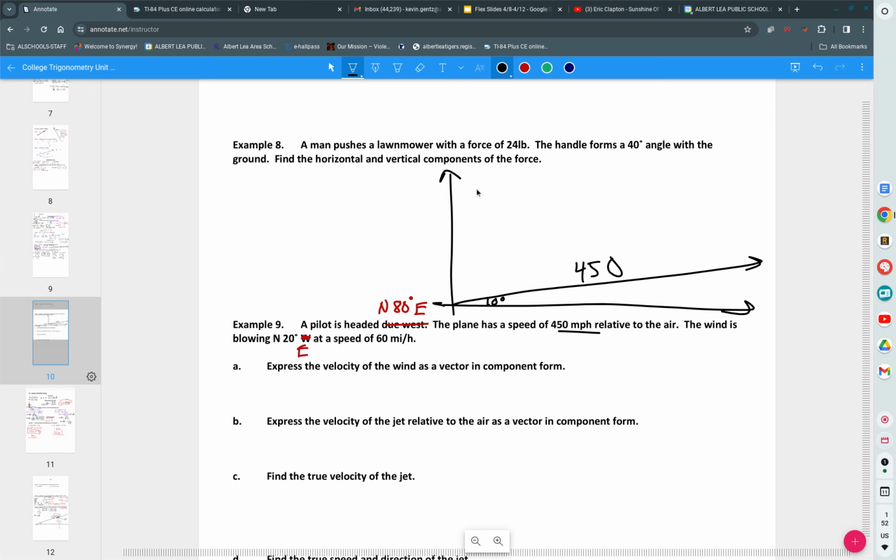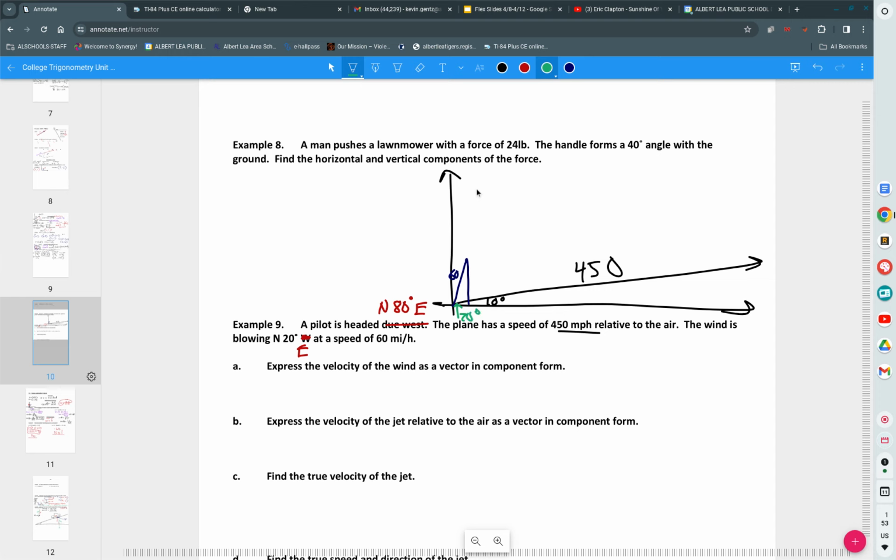Now I got to account for the wind. The wind's blowing at north 20 degrees east. So that's just like that, right? It's a lot shorter because it's only 60 miles an hour. So I could put a 60 here. What angle would be formed at the base down here? If it was north 20 degrees east, what angle would be at the bottom? 70. So there's a 70-degree angle right there.